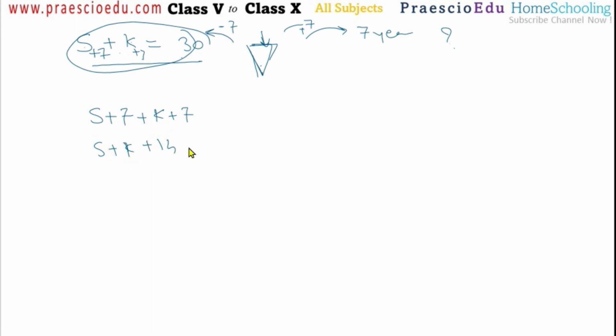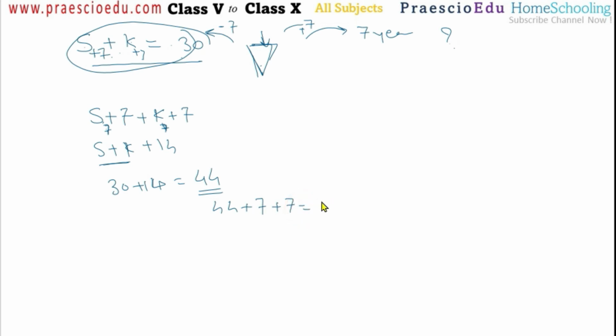So that total we don't know, but S plus K we know. S plus K is equal to 30. So 30 plus 14 means their today's age total is 44. But after 7 years also we have to find out. So here again 44 plus S's 7 years and this Ketki's 7 years. Both the 7 years and 7 years we have to add, means 7 plus 7.